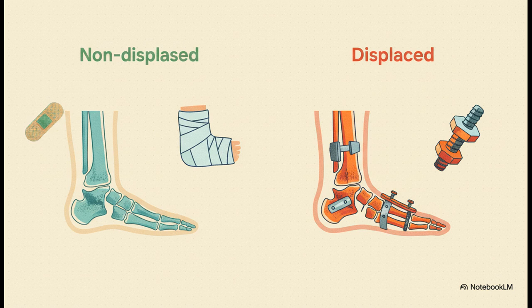Is the fracture displaced? Is that ankle joint still perfectly lined up, or has it shifted? If everything is perfectly anatomical and it's a stable pattern, great. We can probably treat it conservatively with a cast. But the moment there's any displacement, that's an automatic ticket to the operating room.